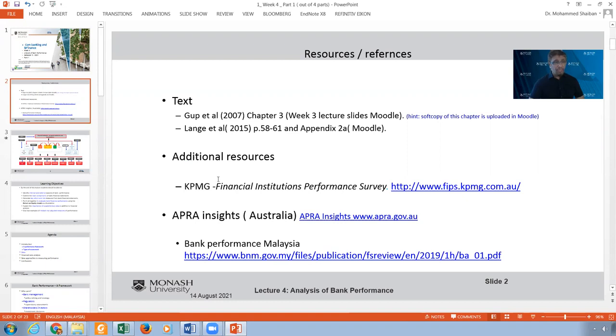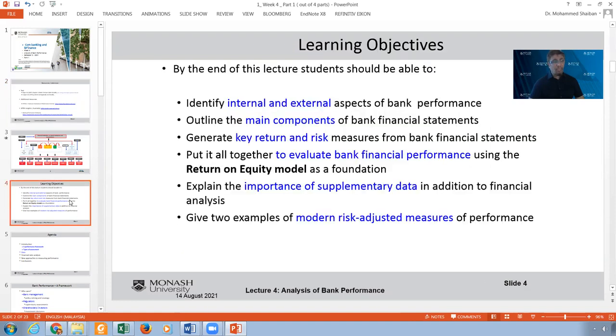Of course, you can have additional resources that talk about bank performance. KPMG is a big resource. They always issue reports about banks. And of course, we have the regulators: in Australia, APRA, and in Malaysia, Bank Negara. Now, let me go to the learning objectives.